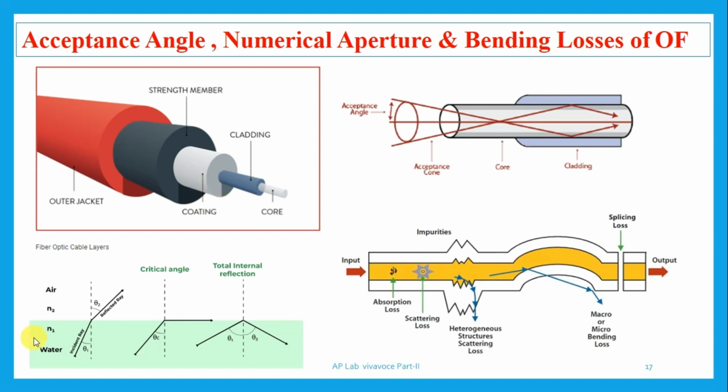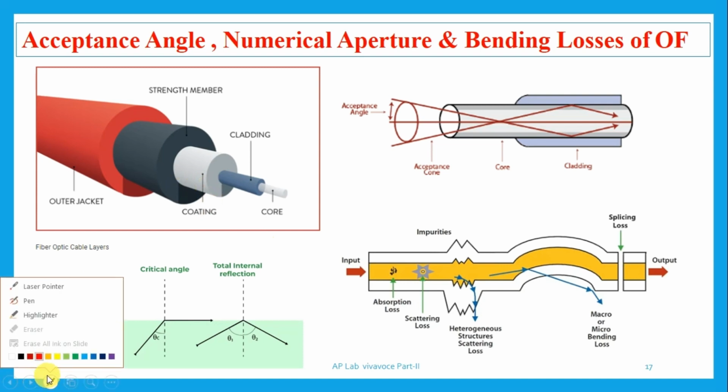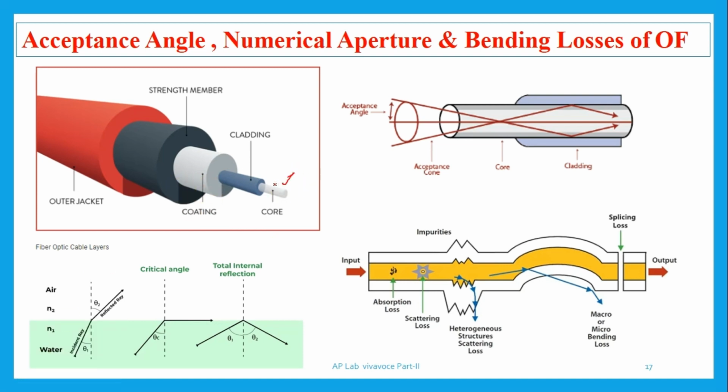The first picture will tell about the structure of optical fiber. It consists of a core and cladding, basically made of the same type of material like glass or plastic, but the core has the higher refractive index and the cladding has the lesser refractive index. So the total internal reflection phenomenon can take place and the signal will pass through it.